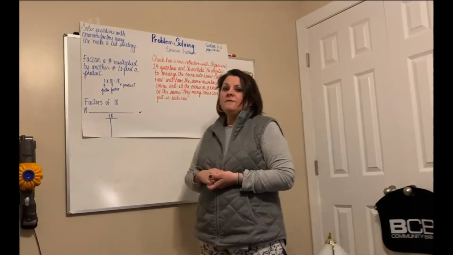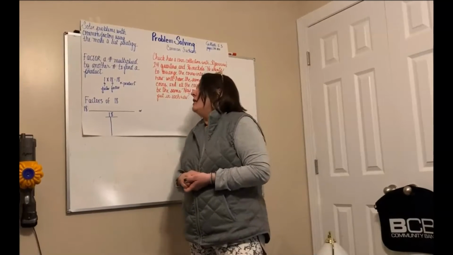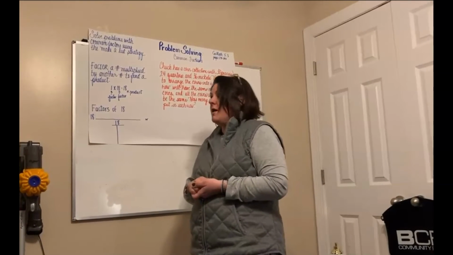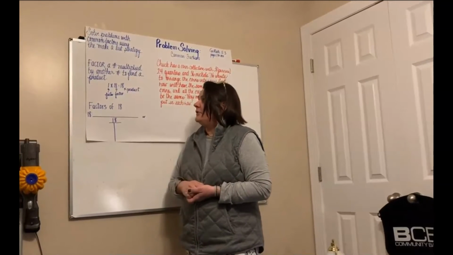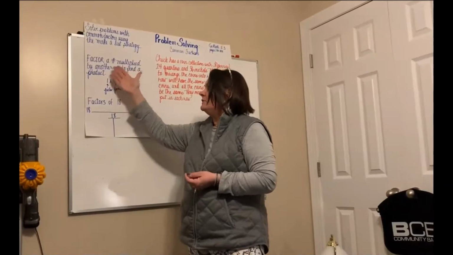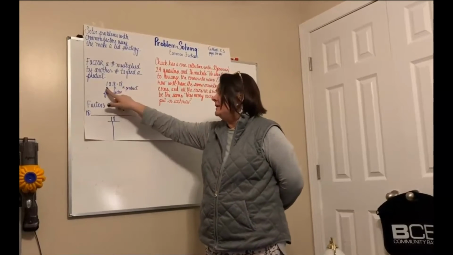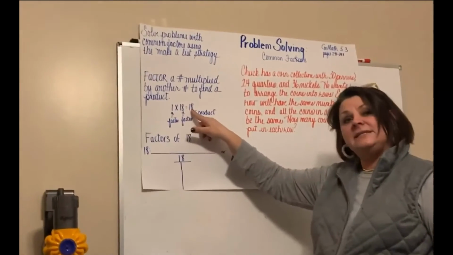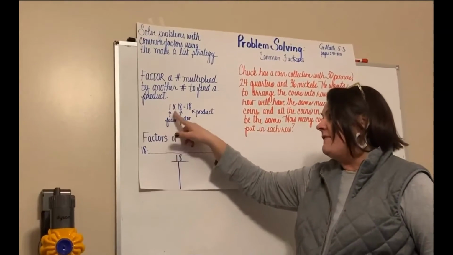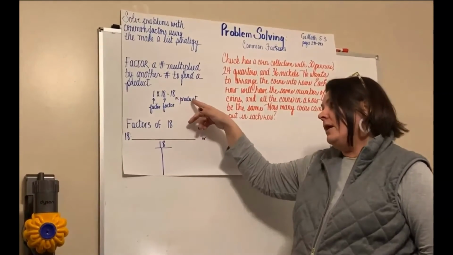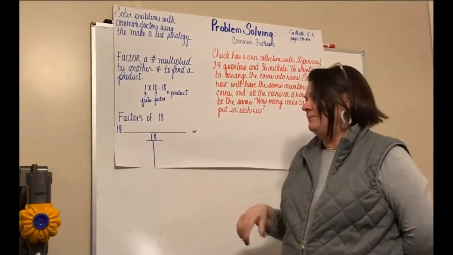Just as a review from yesterday's lesson, a word that is really important that we need to know for the lesson is the word factor. A factor is a number multiplied by another number to find a product. An example is 1 times 18 equals 18. So 1 is considered a factor and 18 is considered a factor. And the important word product is the answer in multiplication.